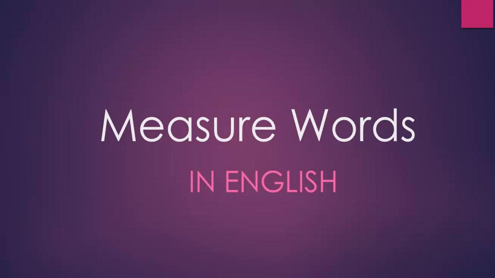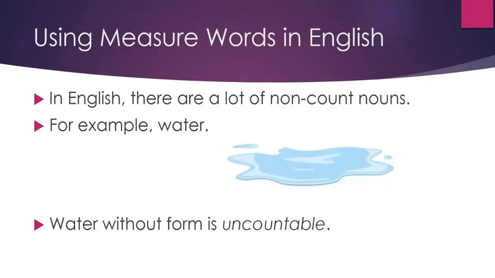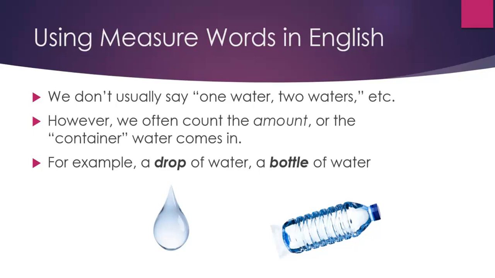Measure words in English. In English, there are a lot of non-count nouns. For example, water. Water without form is uncountable. We don't usually say one water, two waters, etc. However, we often count the amount or the container water comes in.